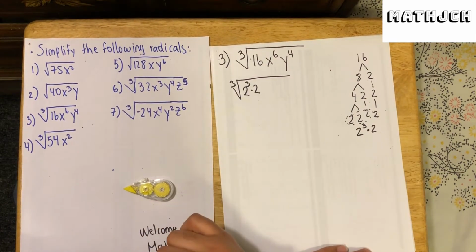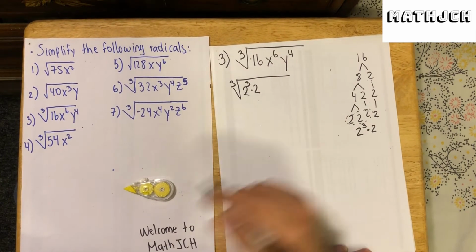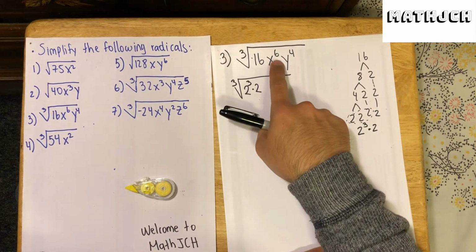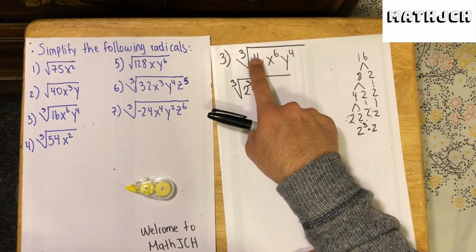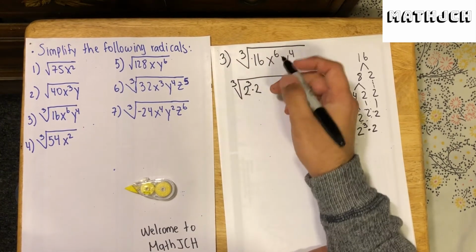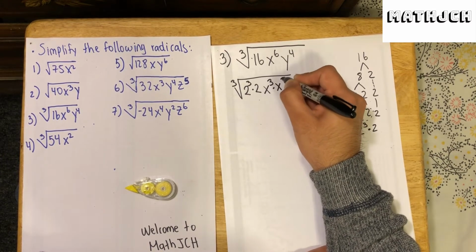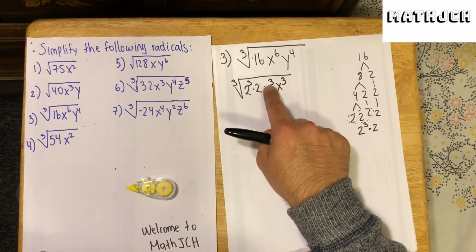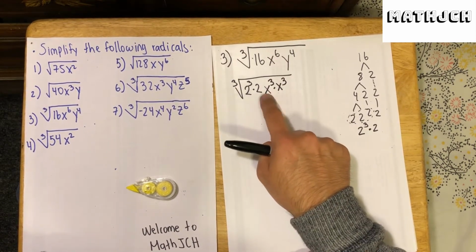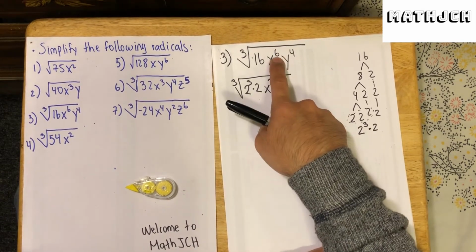X power 6 means multiply x by itself 6 times. But I could break it down into powers of 3. Why 3? Again, because my index is 3. So x power 6, I could break it down into x power 3 times x power 3, because 3 plus 3 gives me 6. Again, when you multiply the same letters, the exponents add.